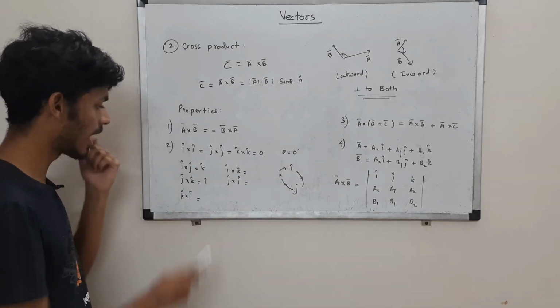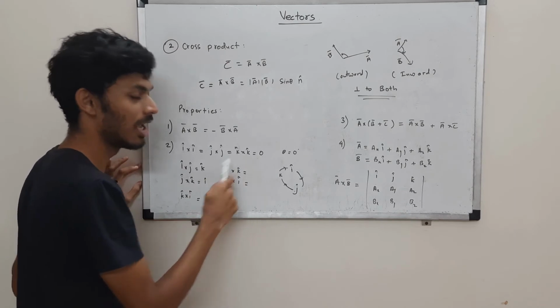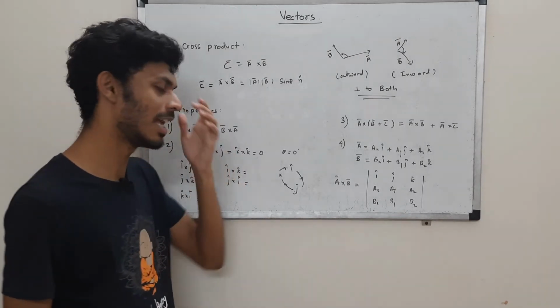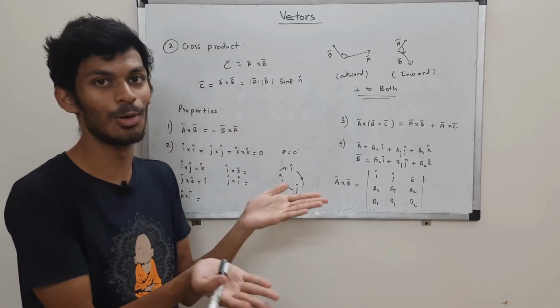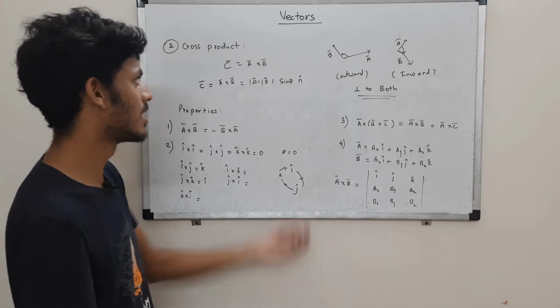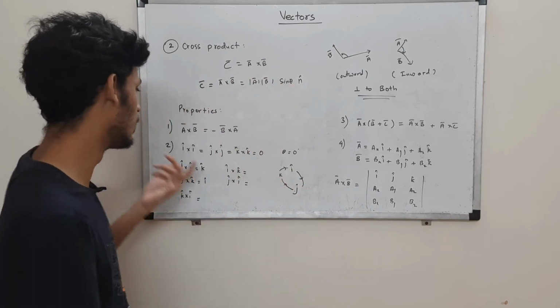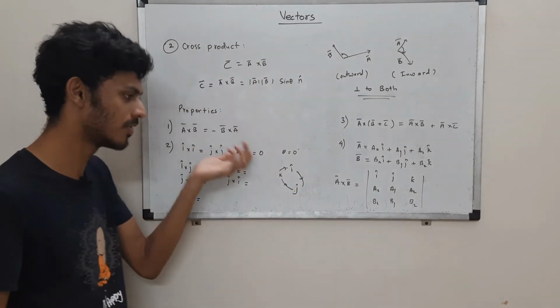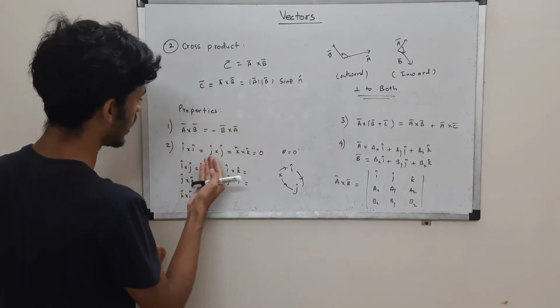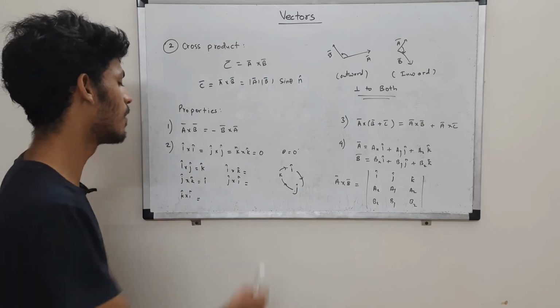Here also, if we take I cross I, J cross J, K cross K, here it's 0. Because between I and I, J and J, K and K, the angle is 0, right? I and I are along the same axis, along the x-axis, sine of 0 is 0. So since the angle between them is 0, I cap cross I cap, J cap cross J cap, K cap cross K cap is 0.